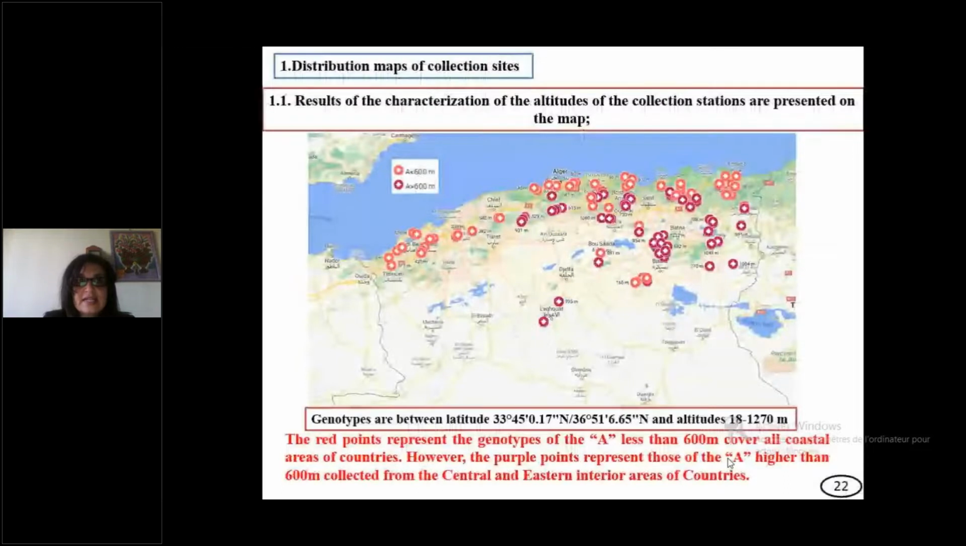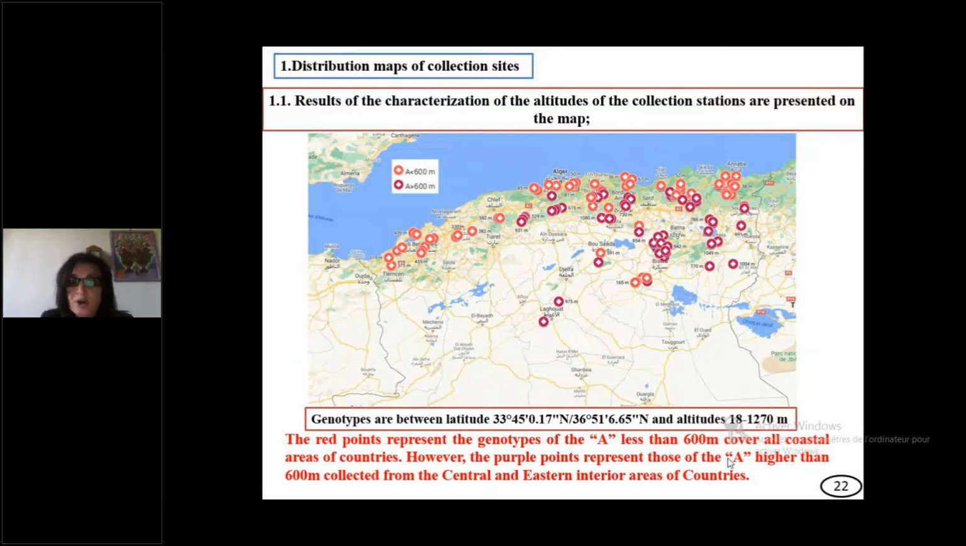the first results are the distribution maps of collection sites. The results of the characterization of altitude of collection stations are presented on the maps. Our genotypes are between latitude 33 degrees and 36 degrees and altitude between 18 and 1,070 meters. The red points on the maps represent the genotypes of altitude less than 600 meters, covering all coastal areas of the country.